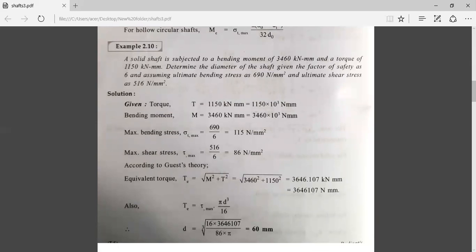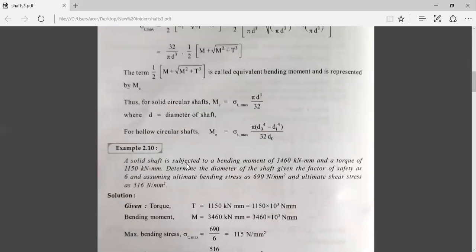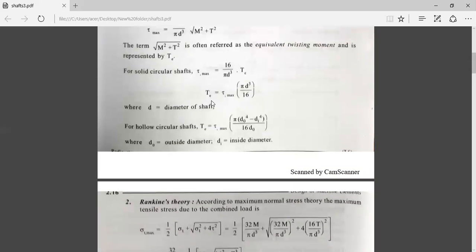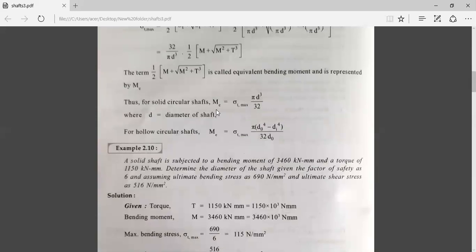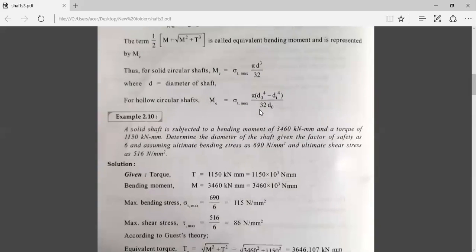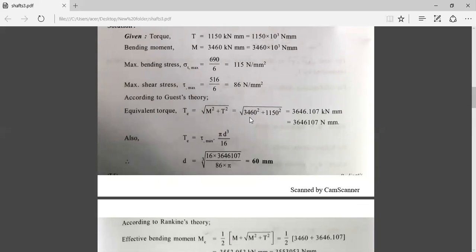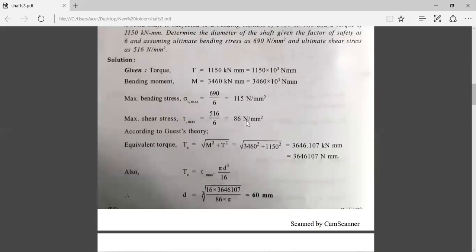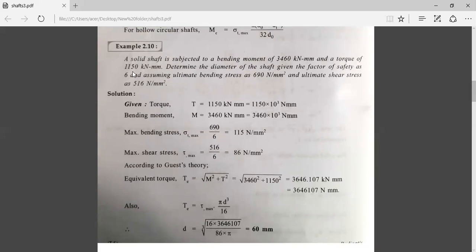So we are going to apply the maximum shear stress theory and the maximum normal stress theory. For the maximum shear stress theory, Te is equal to... it is a solid shaft, so we can apply this formula: tau max into pi d cube by 16, and Me is equal to sigma t max pi d cube by 32. Both these formulas are applicable while calculating the diameter, right? Now coming to the problem, first we write the given values. Torque T is equal to 1150 kilonewton mm. Now we have to convert it into newtons.